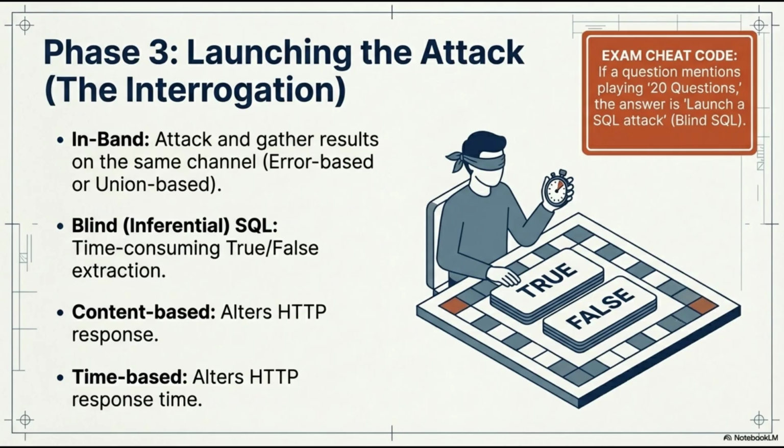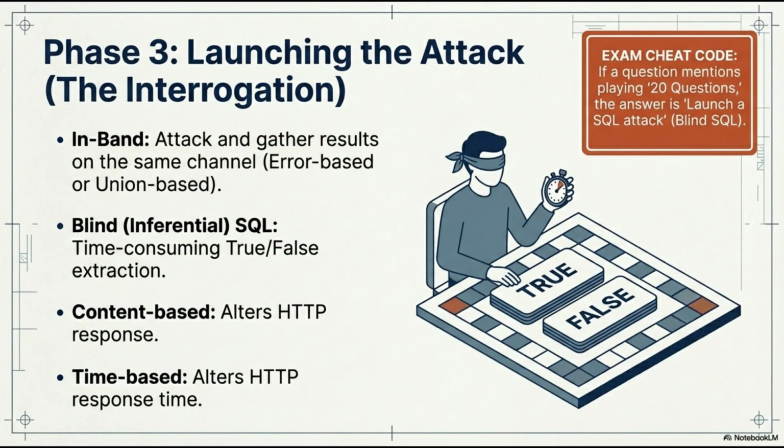The second category is blind or inferential SQL injection. Blind SQL is fascinating because the application is configured to suppress database errors, meaning the attacker doesn't get a visible readout of the data they are querying. Instead, they have to infer the data by asking the database a series of true or false questions.